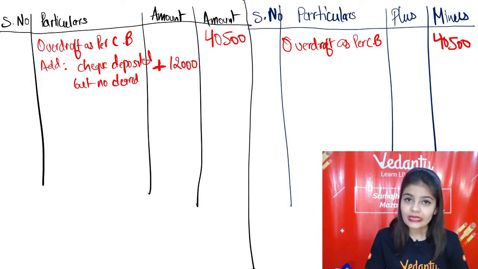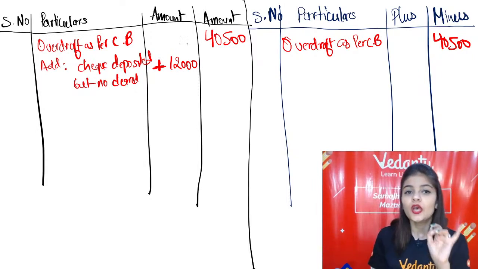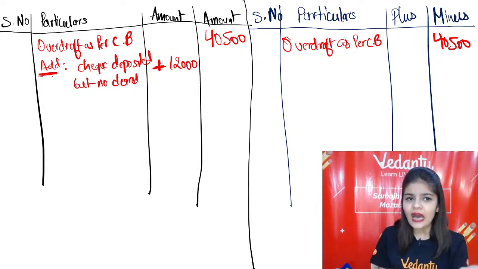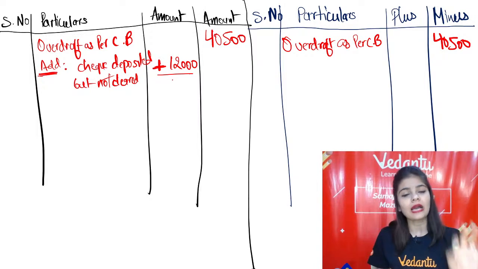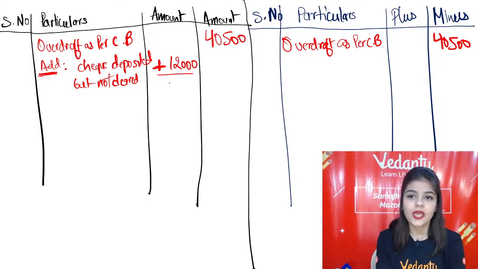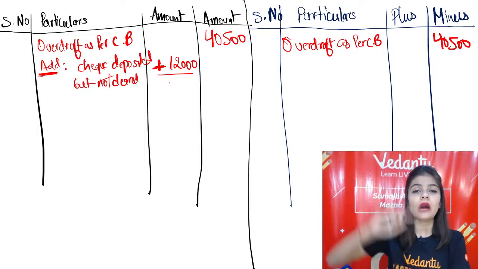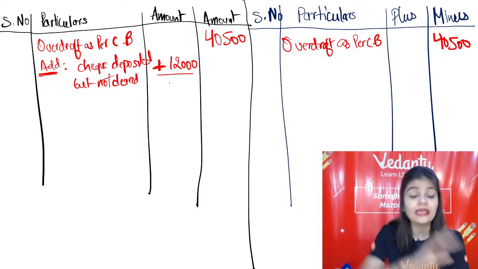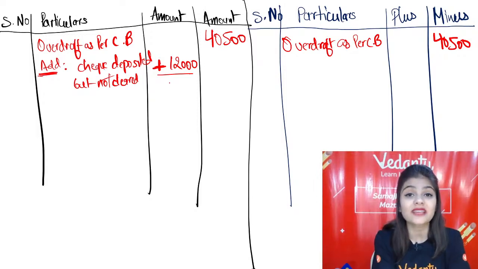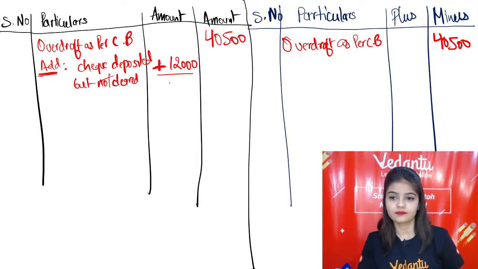We will not minus, we will do the opposite, we will add the transaction. So in the first format I wrote: add check deposited but not cleared, and in the inner column I wrote add 12,000. Now you are going to tell me where you will note it down in the second format. So come on, tell me.